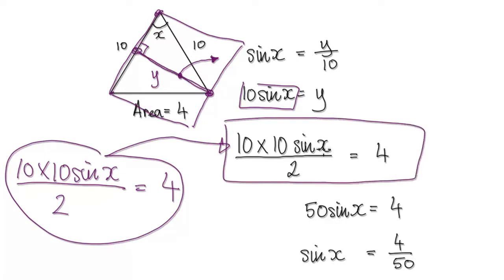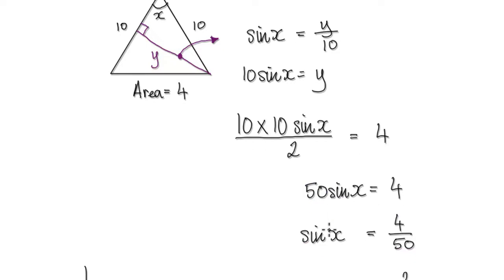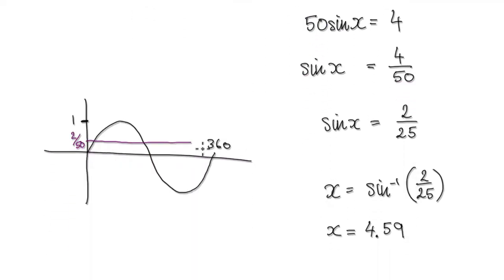So now it's just a matter of finding x here. So 10 times 10 is 100, divided by 2, that would be 50. So now divide both sides by 50, that will then take you to here. So now draw a quick graph. Simplify this, divide top and bottom by 2, so that will then become this. Now draw a quick graph of sine x, that will look like this. I want a height of 2 over 50, that would be this thing here. So our answer would be right here and right here.